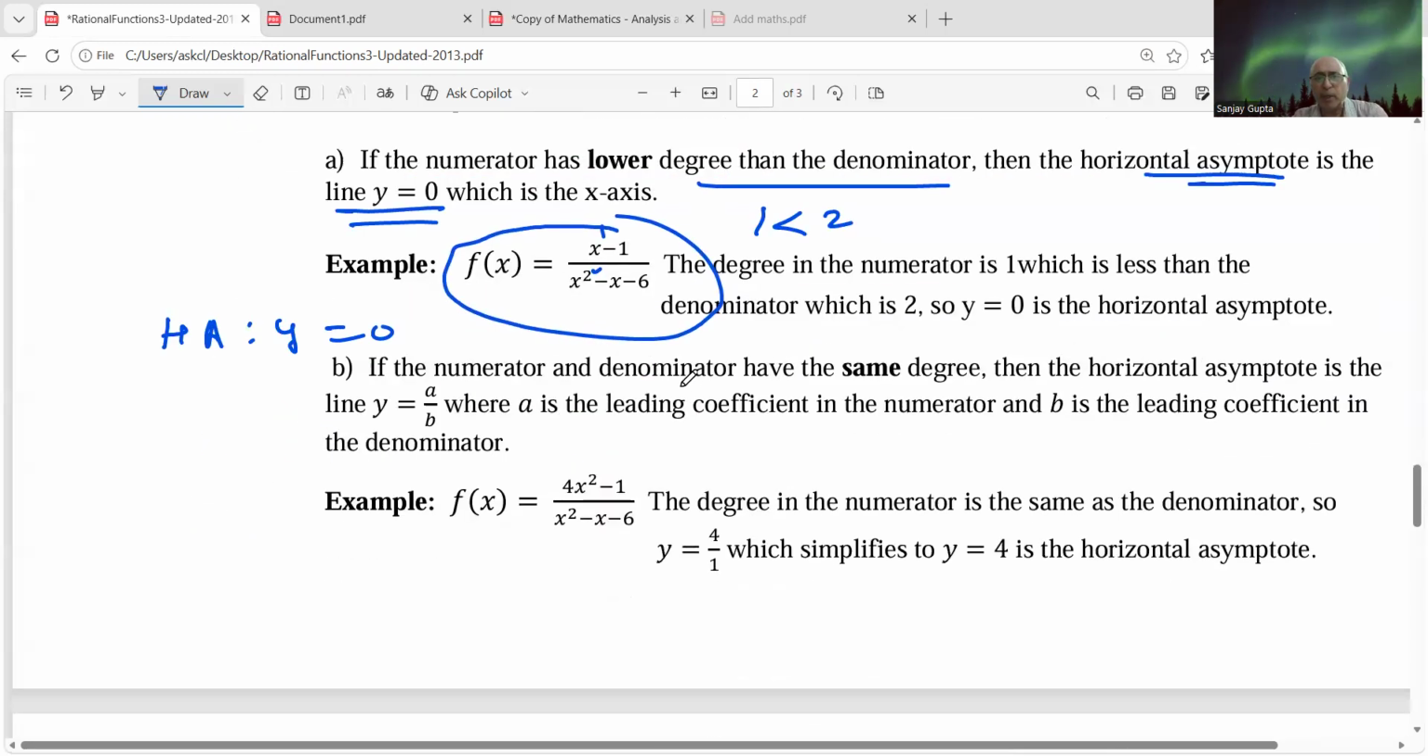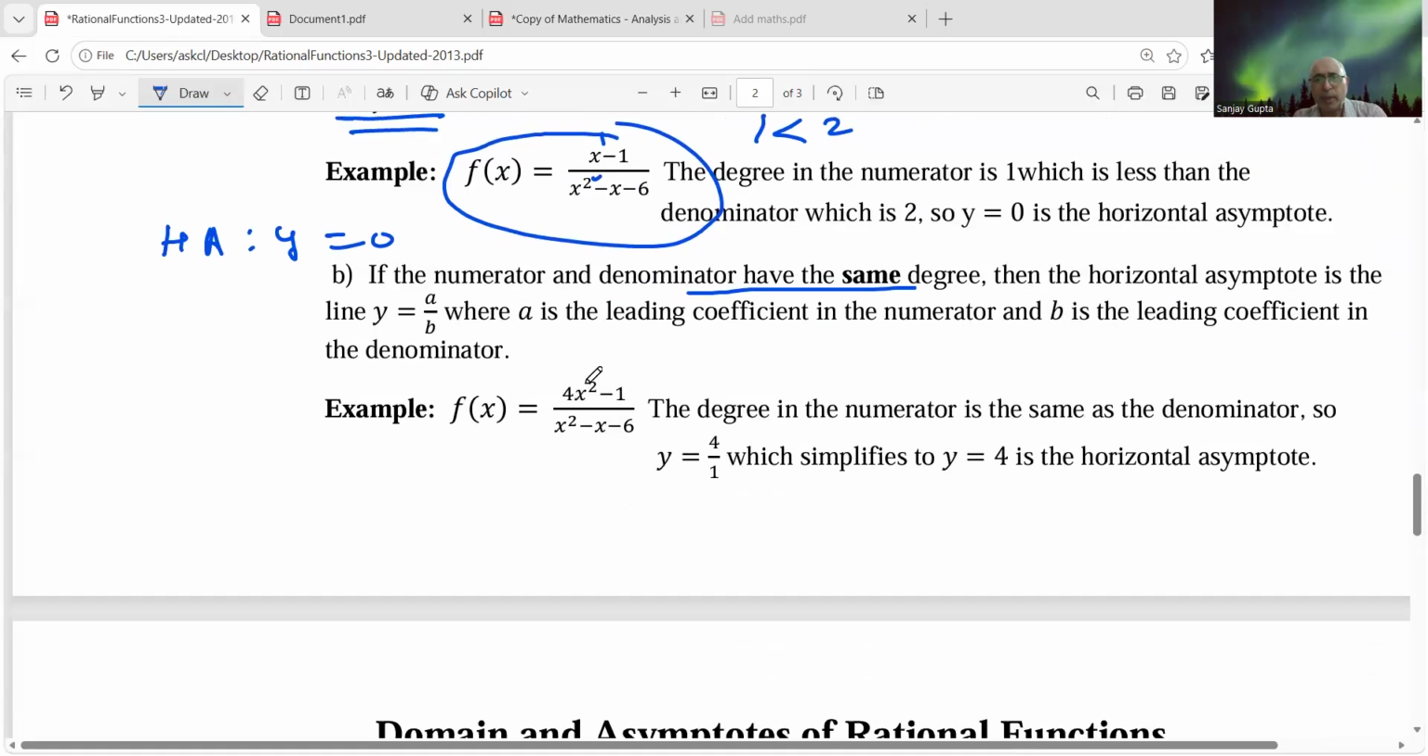Second part, if the numerator and denominator have the same degree, like this one, x square is there in the numerator and x square in the denominator. So both have the same degree too. In that case, y equal to a upon b is the horizontal asymptote. A over b. What is a? A is the coefficient of x square in the numerator, 4. What is the coefficient of x square in the denominator? It is 1, 4 over 1. So it is 4.